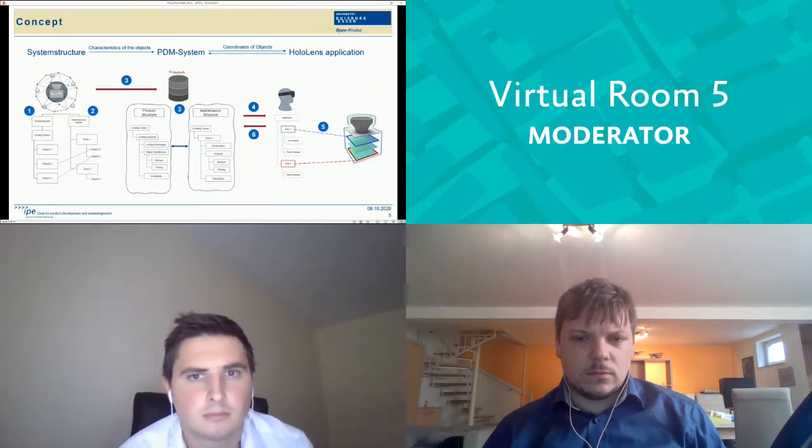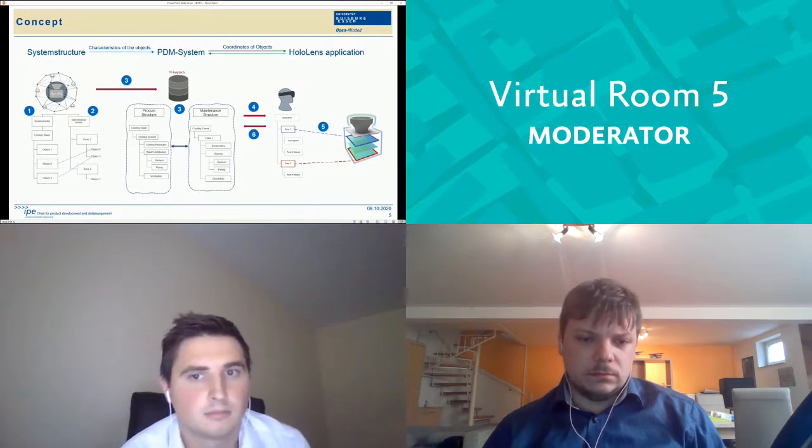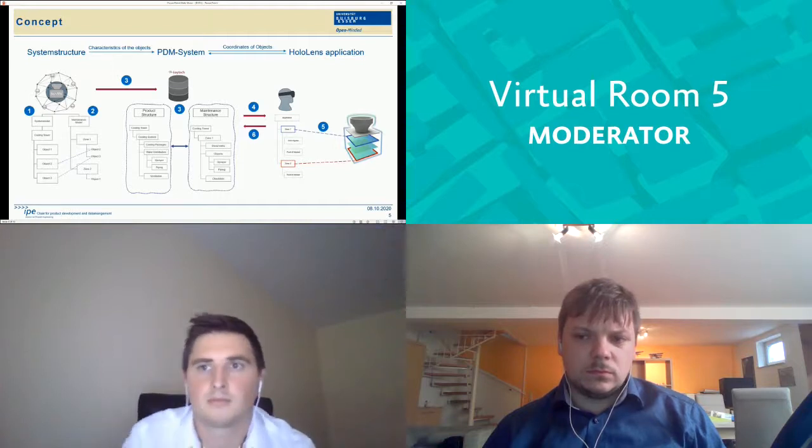The interface, number 3, to the PDM system then enables the automatic building of the product and maintenance structure in the PDM system. The most important characteristics of these objects, such as dimensions, coordinates for localization, and the specifications are also transferred to the PDM system. To carry out the maintenance, the information of the maintenance structure is then transferred to a HoloLens application.